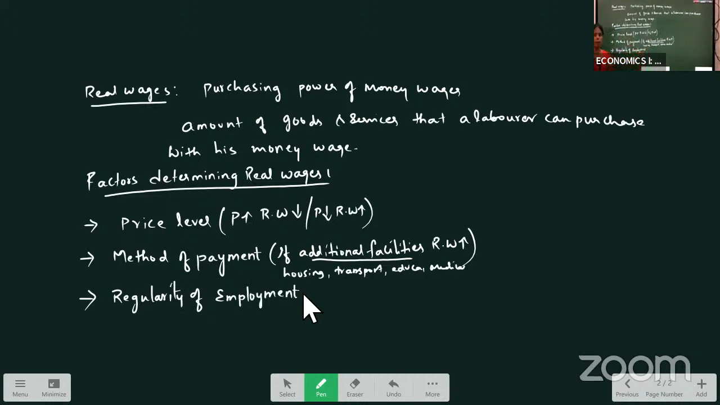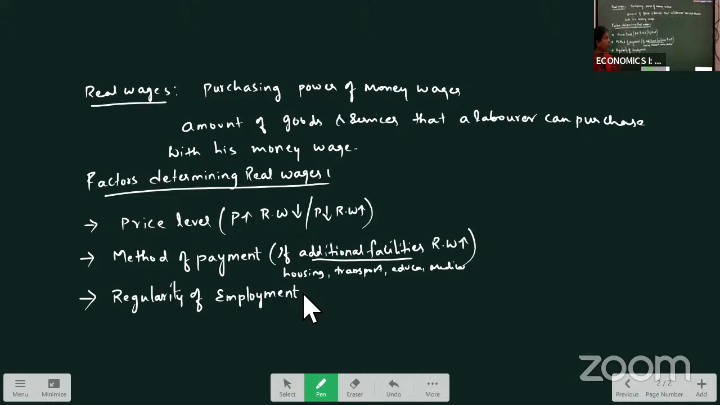Regularity of employment. Regularity of employment means the real wages, our purchasing power, depend upon regularity of employment. If a person is having a temporary employment, temporary means what? When we will do the job, when we will not do the job, we have no idea, right? When you have a temporary job, can you purchase? Means we are not ready to spend that much money.